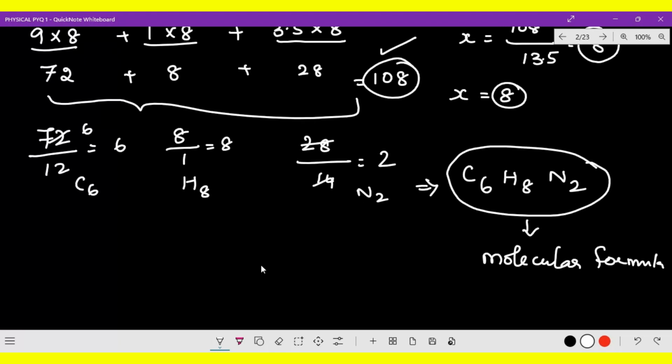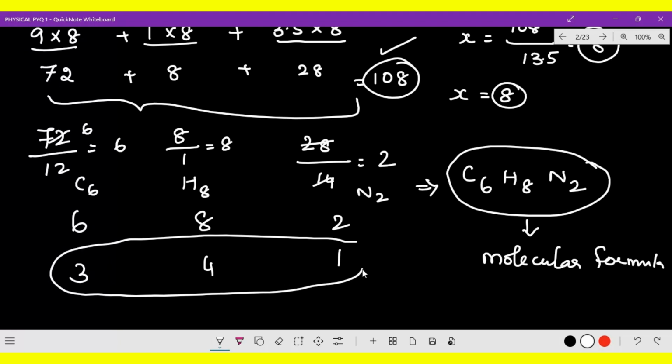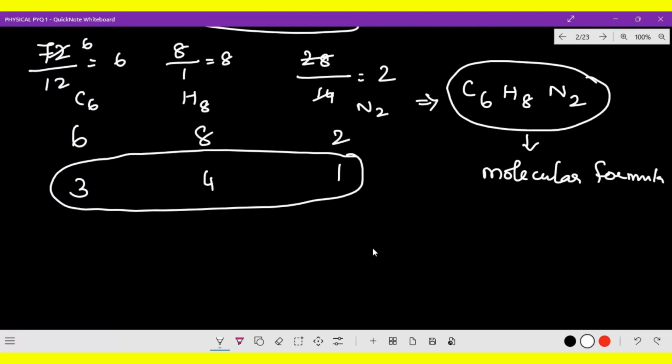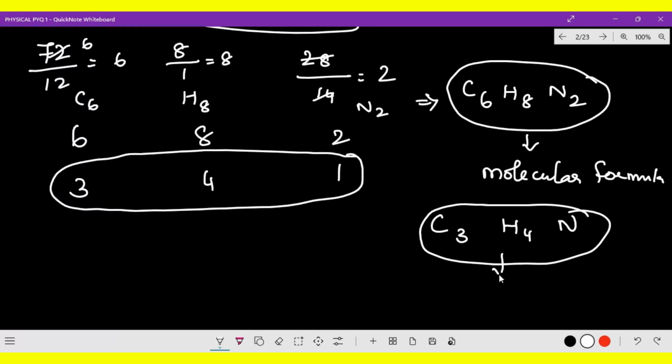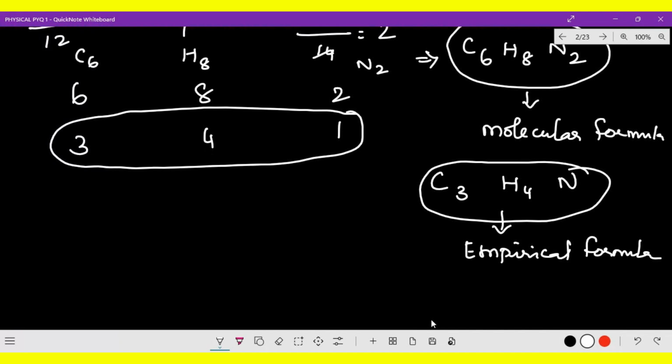Then we also have to identify the empirical formula. Why? To get the correct check. So here we got 6, 8 and 2. For simplification, here you will get 3, here 4, here 1. So the empirical formula is C3H4N. Right. Now the empirical formula we got, the molecular formula we also got.